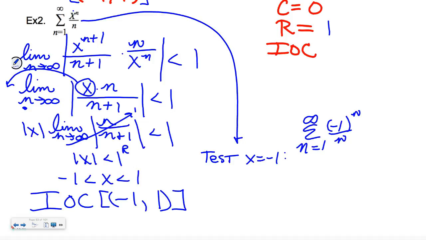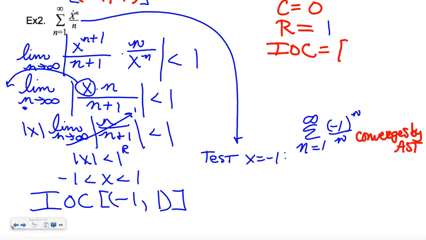AST. That's all you need to put for these. You don't have to say, because the limit without the alternator goes to 0, therefore by the AST. You can just go like this: (-1)^n over n converges by the AST. So now let's go put our interval of convergence.